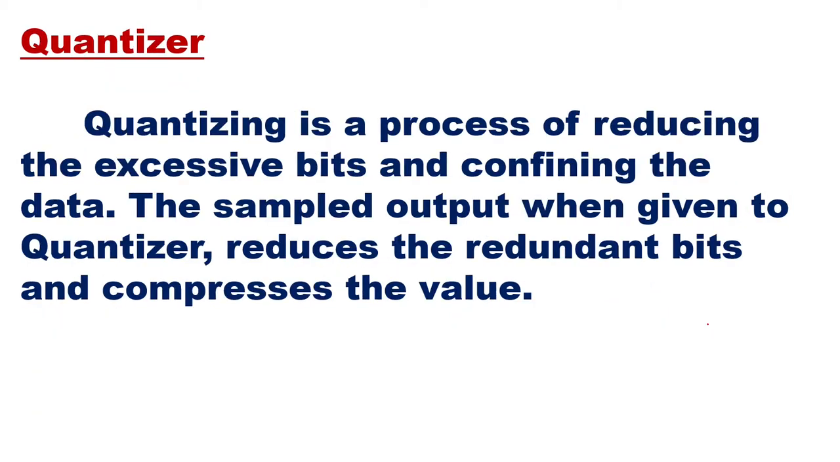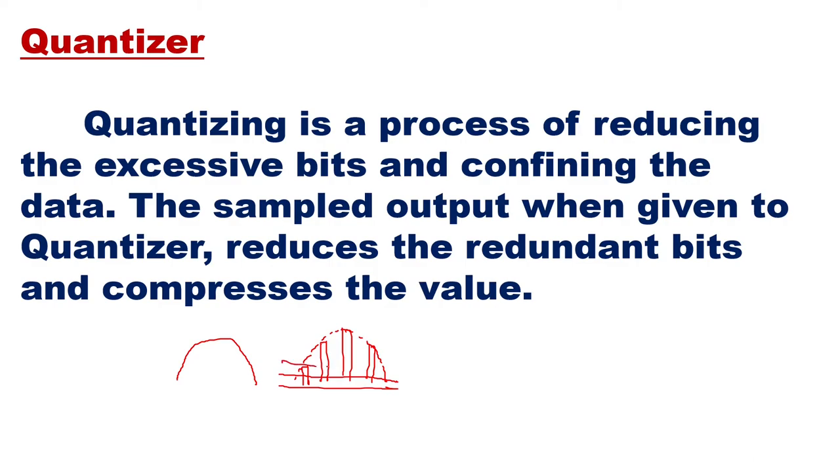Then we'll see what a quantizer is. Quantizing is a process of reducing the excessive bits and confining the data. The sampled output when given to the quantizer reduces the redundant bits and compresses the value. Say for example, you are having samples after the sampler, and those samples you are going to quantize. So here you can see this was your first analog signal. Then the analog signal was converted into samples, and these samples were then superimposed with standard levels.